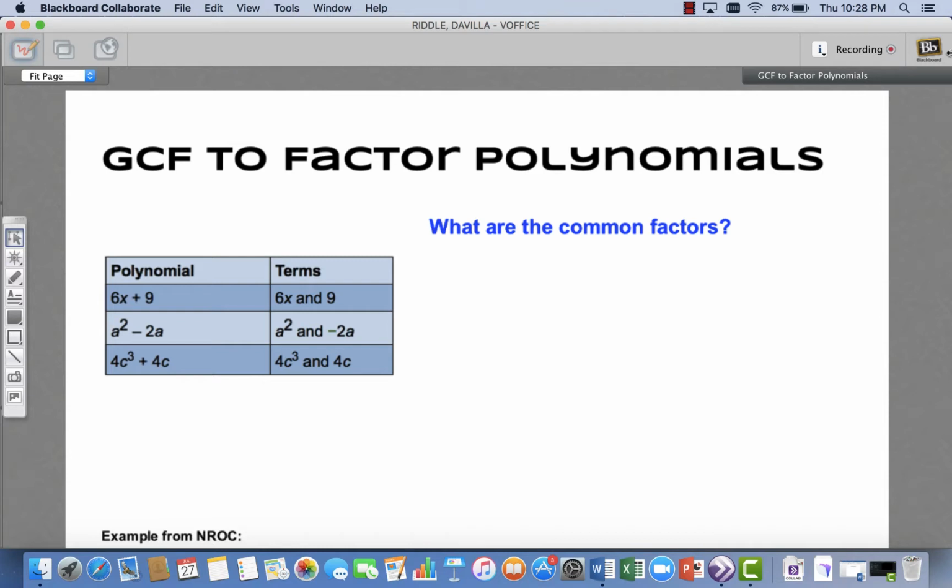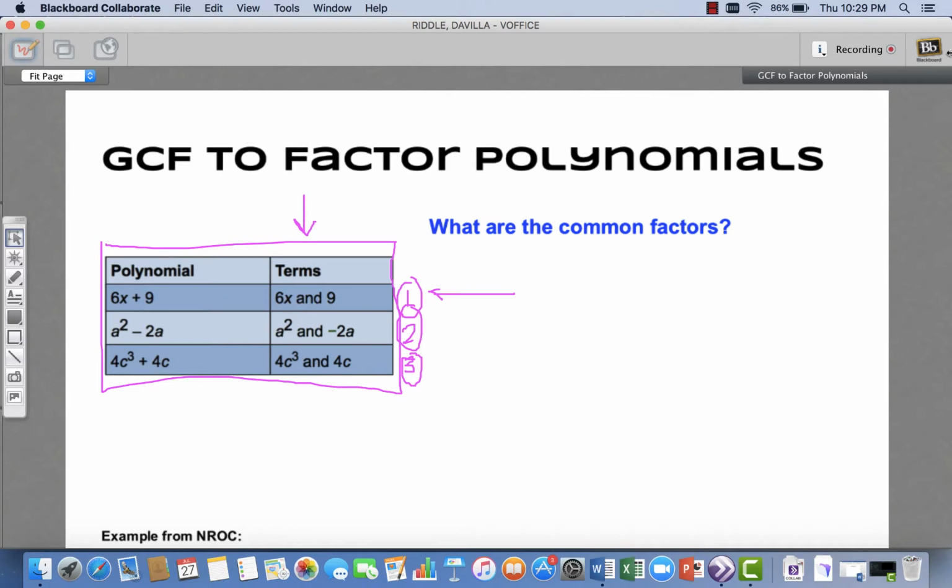And next, we have the greatest common factor to factor polynomials. So, it asks us, what are the common factors? In this chart, we are given different polynomial expressions, and it breaks down the different terms that are in this expression. So, I'll just number these right now, 1, 2, and 3.